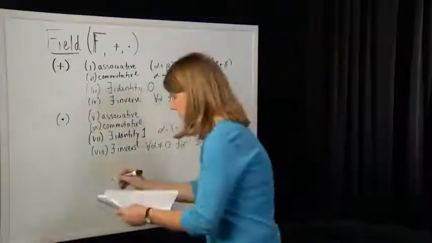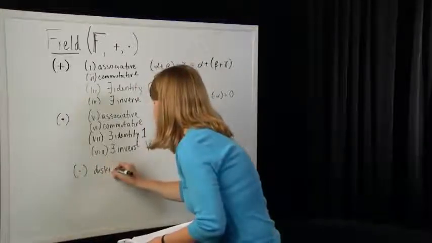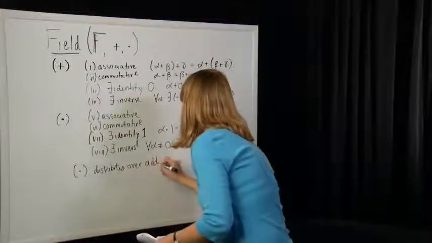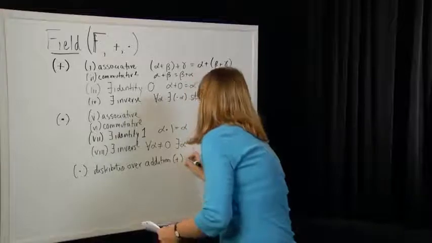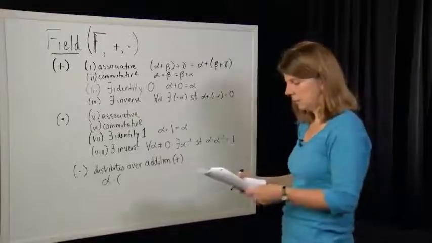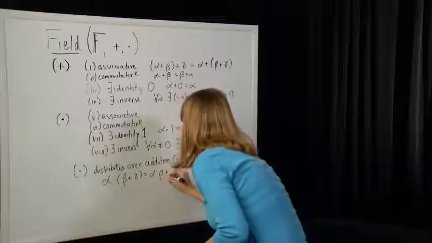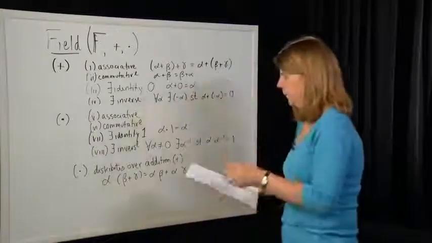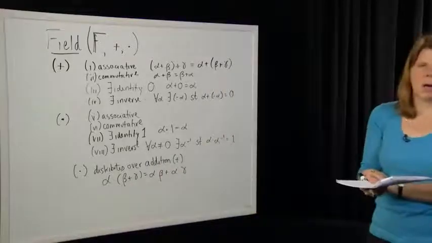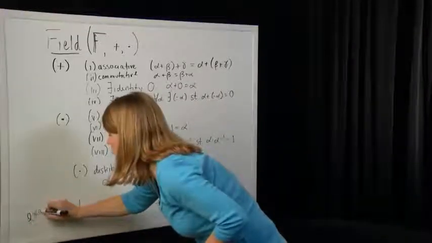And then finally, we combine these two rules. So we say that multiplication distributes over addition. And that just means what it says, so that if you have 3 elements in the field, alpha, beta, and gamma, alpha times (beta plus gamma) is equal to alpha times beta plus alpha times gamma. And that commutes itself as well. Okay, so that's the definition of a field. And some common fields that we're used to are things like the real numbers, examples.